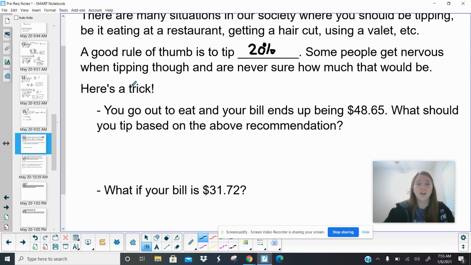So here's a trick. You go out to eat and your bill ends up being $48.65. What did you tip based on the above recommendation? Now, again, you can always pull out a calculator and find the percentage. However, here's what I do. I usually take my dollar amount and I round up to the next whole 10 amount. So this is $48.65. I would round this up to 50.